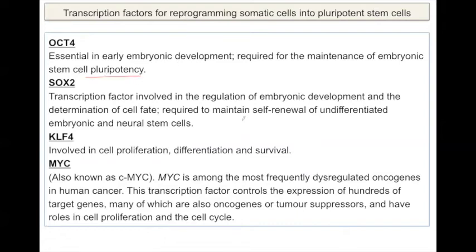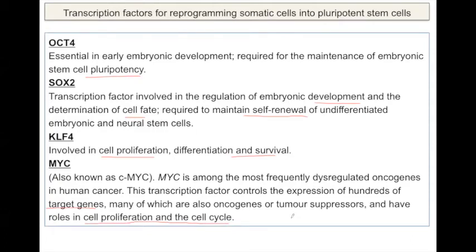SOX2, it's involved in the regulation of embryonic development and determination of cell fate. It maintains self-renewal in these undifferentiated cells. KLF4, cell proliferation, survival. MYC, in addition to being one of the most frequently dysregulated oncogenes in human cancer, also controls the expression of hundreds of target genes. And it's incredibly important for cell proliferation in the cell cycle.